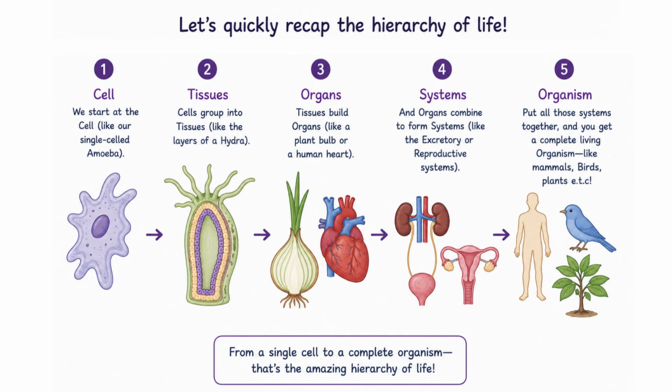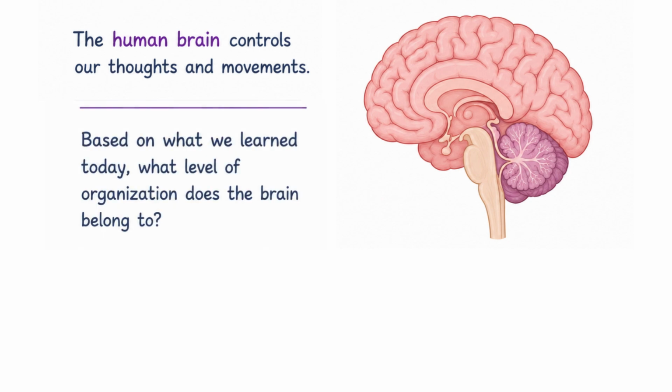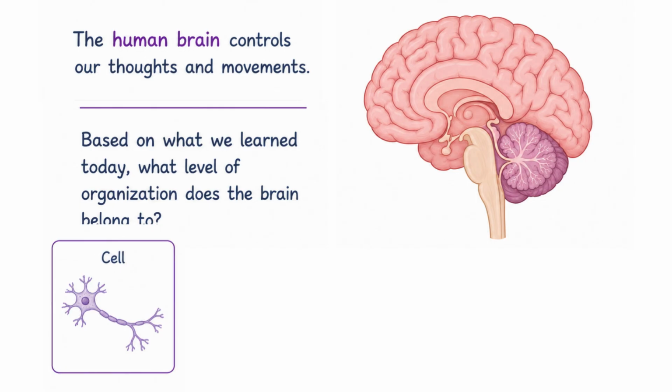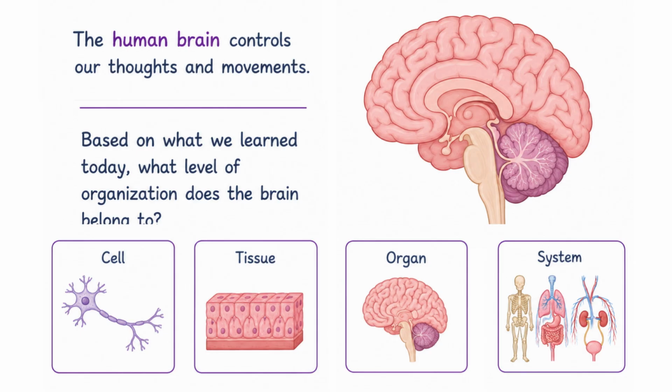So, time for our question of the day. The human brain controls our thoughts and movements. Based on what we have learned today, what level of organization does the brain belong to? Is it a cell, tissue, organ, or a system?